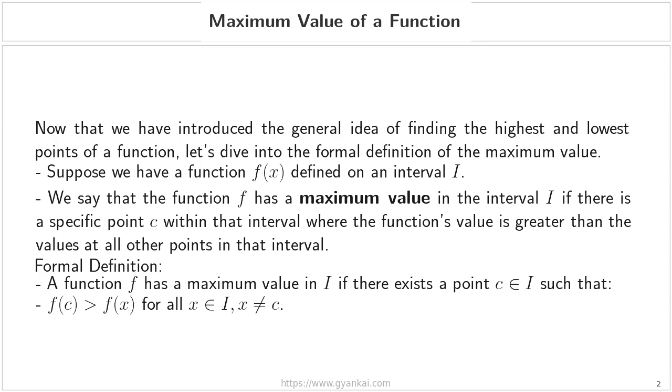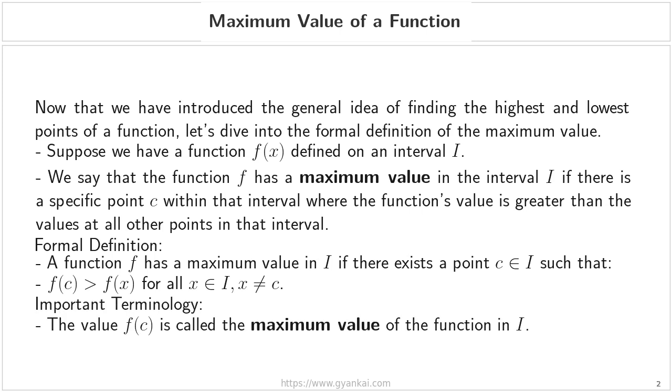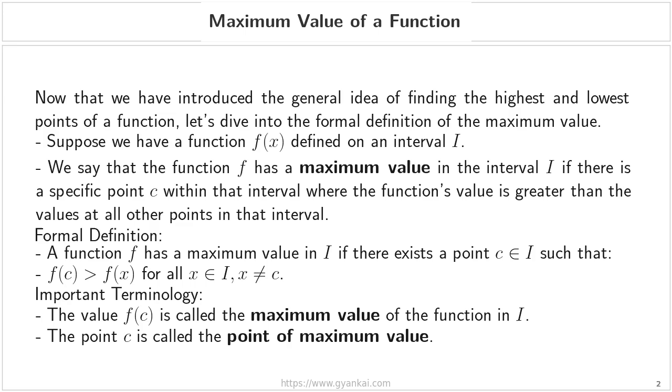Now, I want you to pay close attention to the terminology here, as this is where many students often get confused. The actual output, or the height of the function, f of c, is what we call the maximum value of the function in interval I. However, the input value, c, is referred to as the point of maximum value. It is crucial to distinguish between the value and the point, because as we will see in our later examples and common mistakes section, mixing these two up is a very frequent error. Once you are comfortable with this, we will move on to the definition of the minimum value.